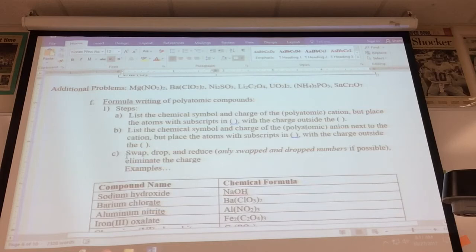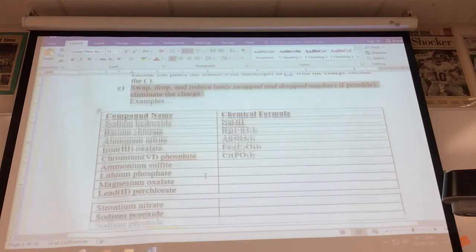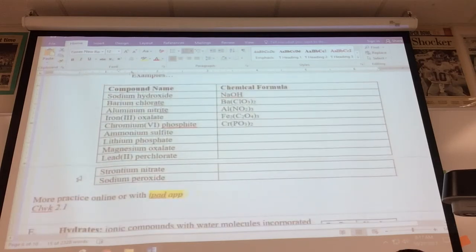Then you're going to do what you did previously: swap, drop, reduce, and eliminate. Just be careful that when you reduce, you do not touch any subscript that was part of the original polyatomic ion, because that indicates how many atoms you truly have of that ion. So don't touch those, and I'll illustrate for you. We're going to work through all of these examples here. And I'm going to rework these.